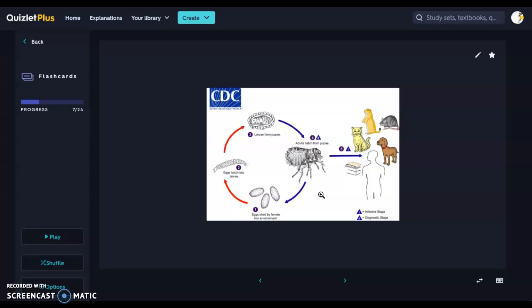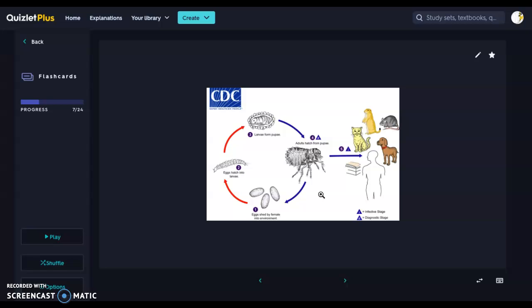So this is why it's important to understand that you do have 2 different types of life cycles, or metamorphoses rather, because your medication or your treatment is going to differ depending on whether you have an adult infestation or an egg infestation.